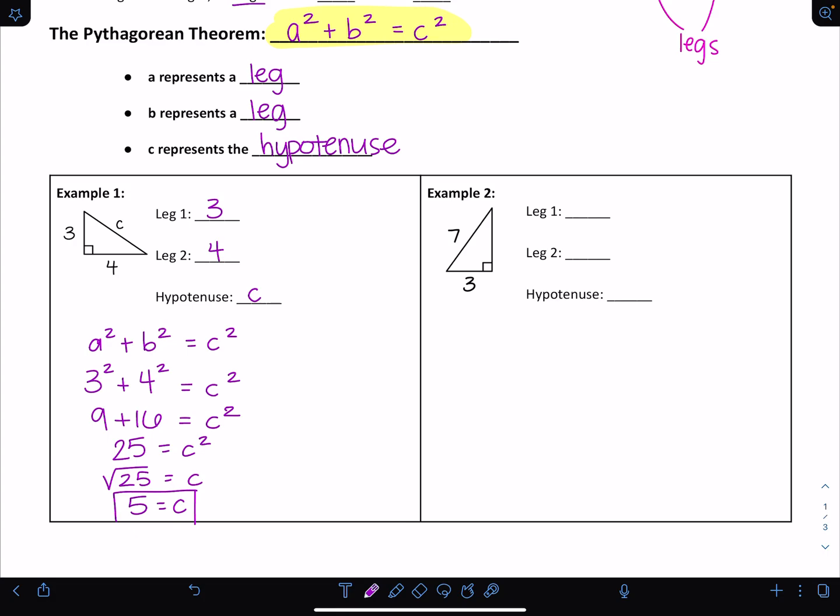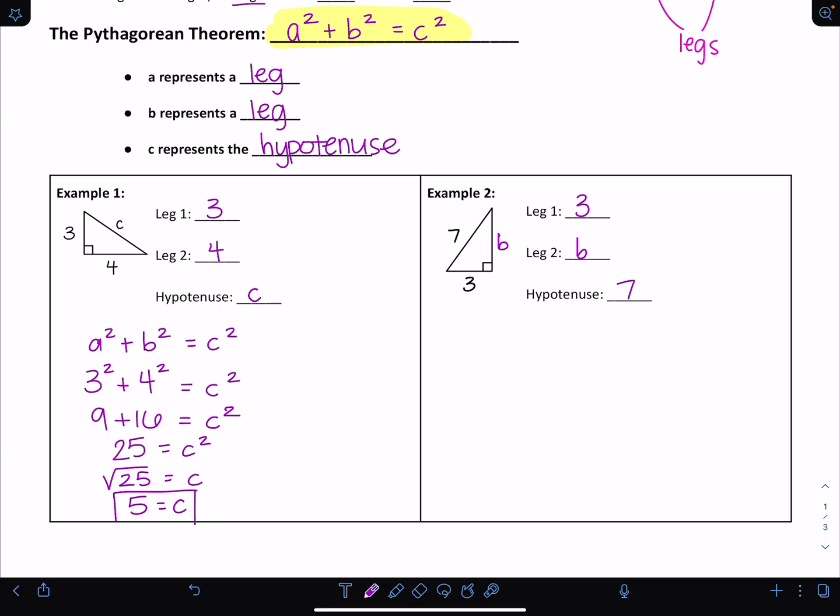In example number 2, we've got some different sides to solve for. One of our legs is 3. The other leg, we don't know. Typically, we use A and B to represent our legs. So I'm going to put B in this blank since it's my second leg. That's representing this side here. We don't know how long it is. Our hypotenuse, the one across from the right angle, is 7. So I'll put that here.